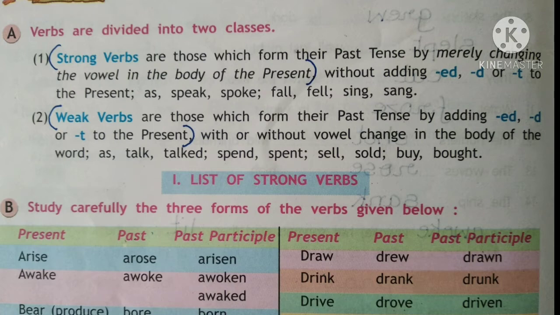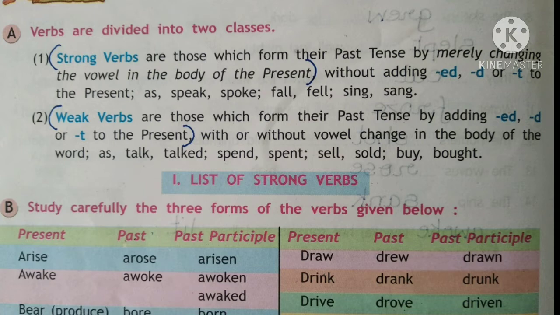Another example, sing, S-I-N-G, is verb 1. It is in the present tense. When we change this sing into the past, it becomes sang. So I is changed into A. These are a few examples where we are changing the vowel from I to A or E to O. So we say that these are the strong verbs, where we just change the vowel in the body of the present.